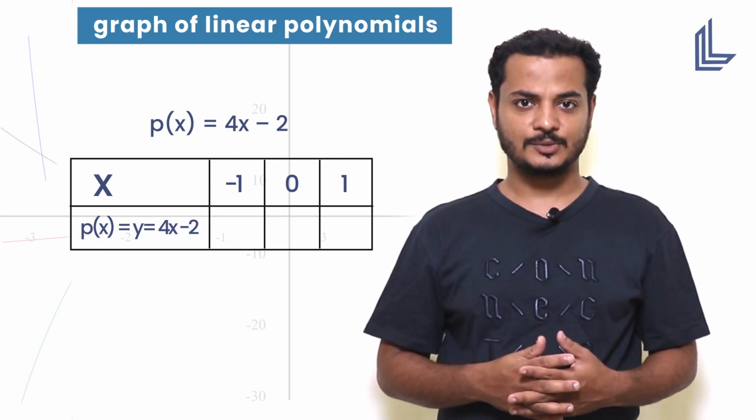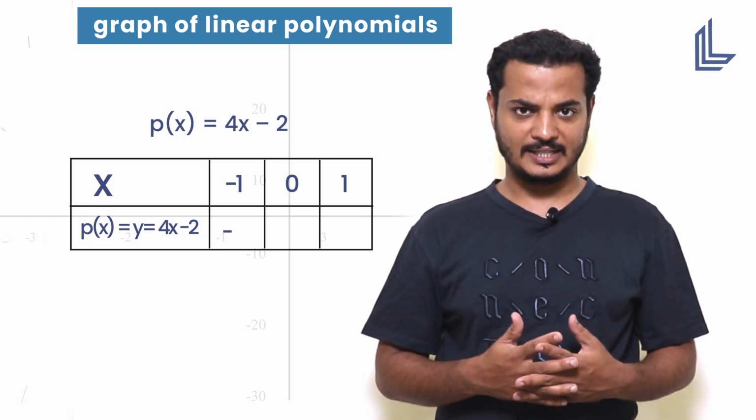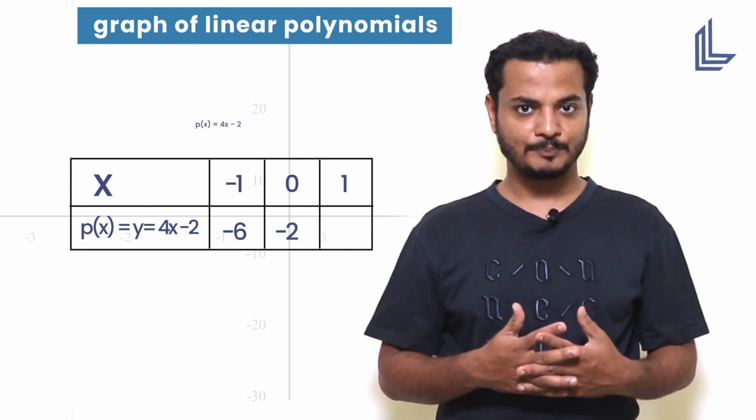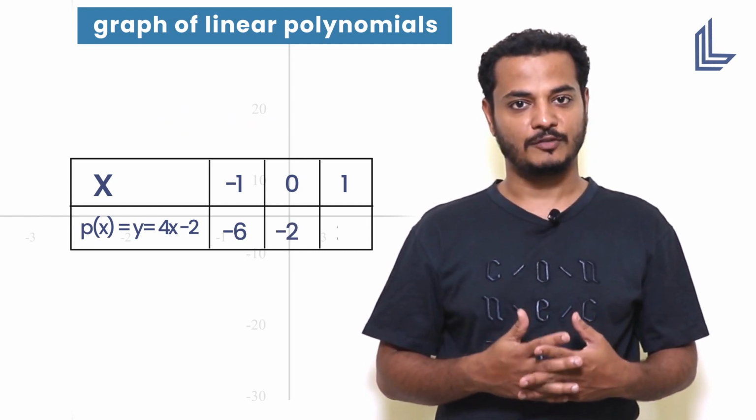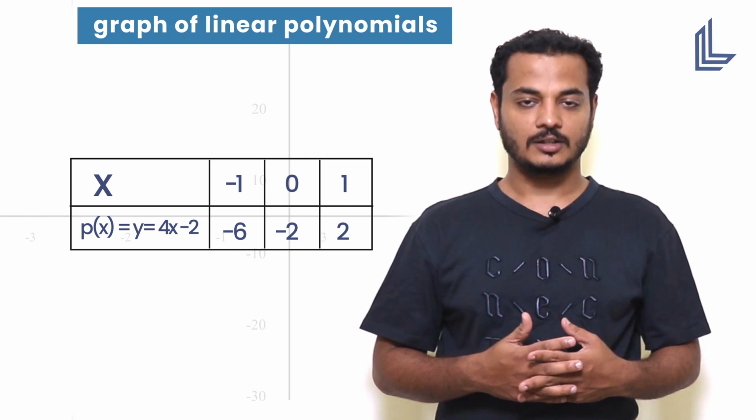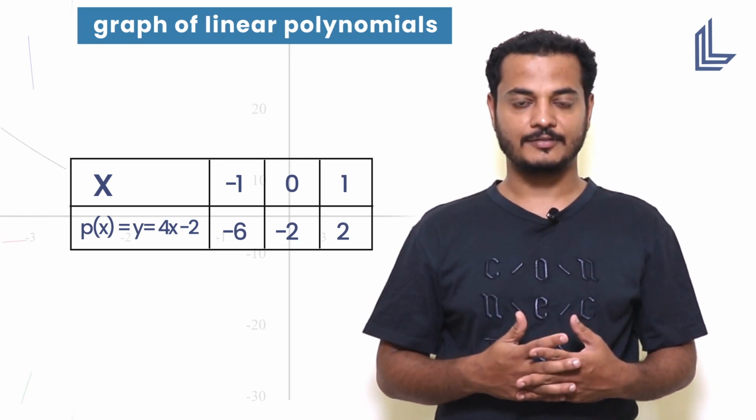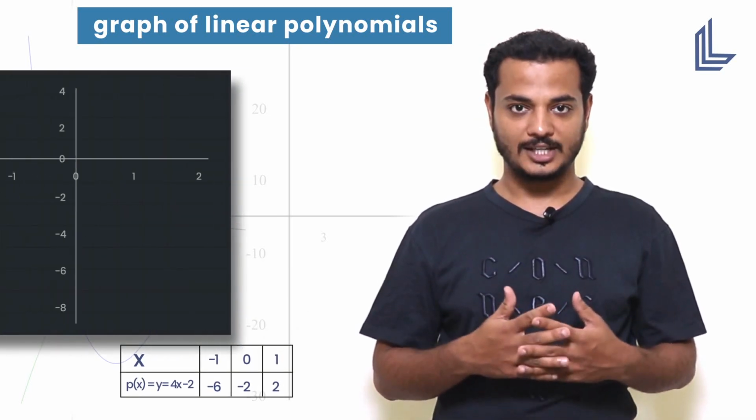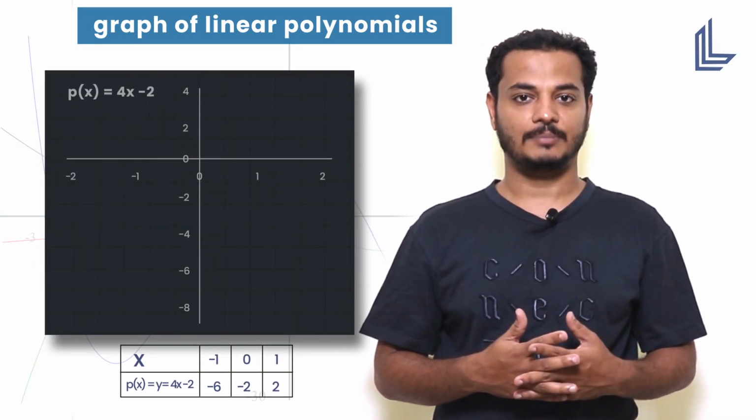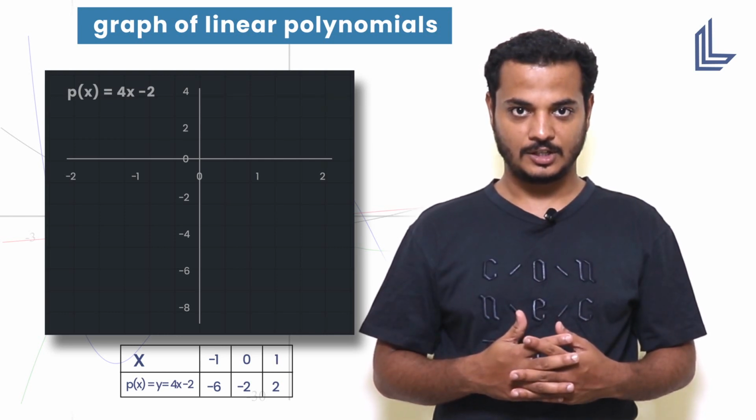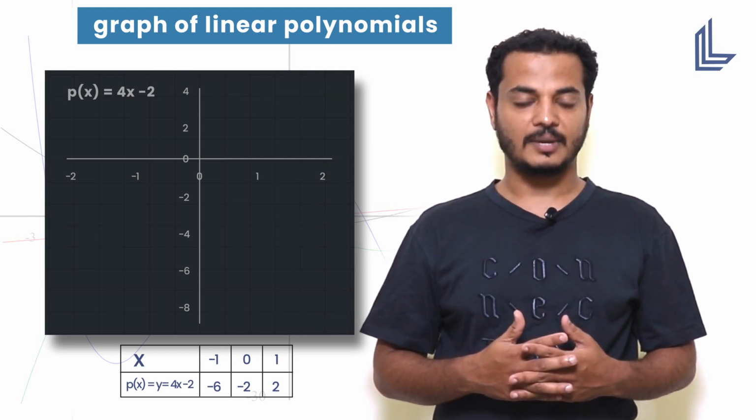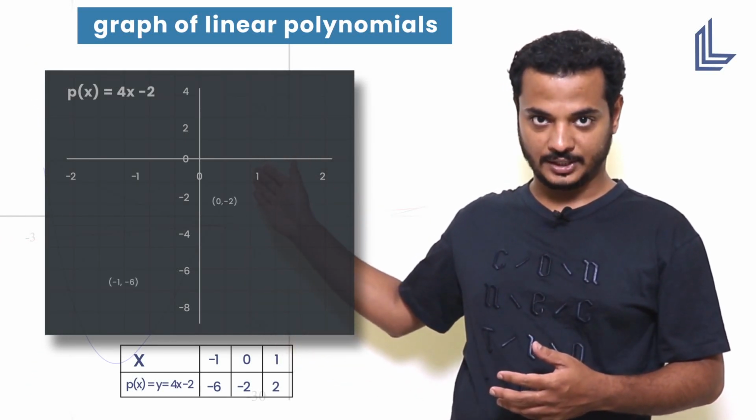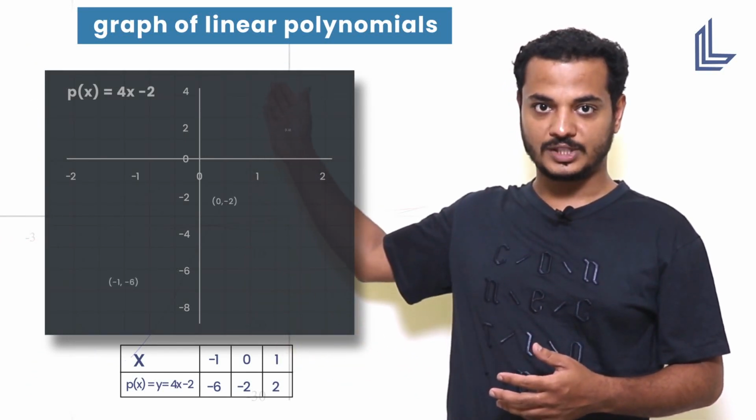When x equals minus 1, the value of p of x is minus 6. When x is 0, the value of p of x is minus 2. When x is 1, the value of p of x is 2. So we now have a few x values and their corresponding y values. Let's plot these points in the xy plane and see what we get. The points that we obtained are minus 1, minus 6, which is here, 0, minus 2, which is here, and 1, 2, which is here.